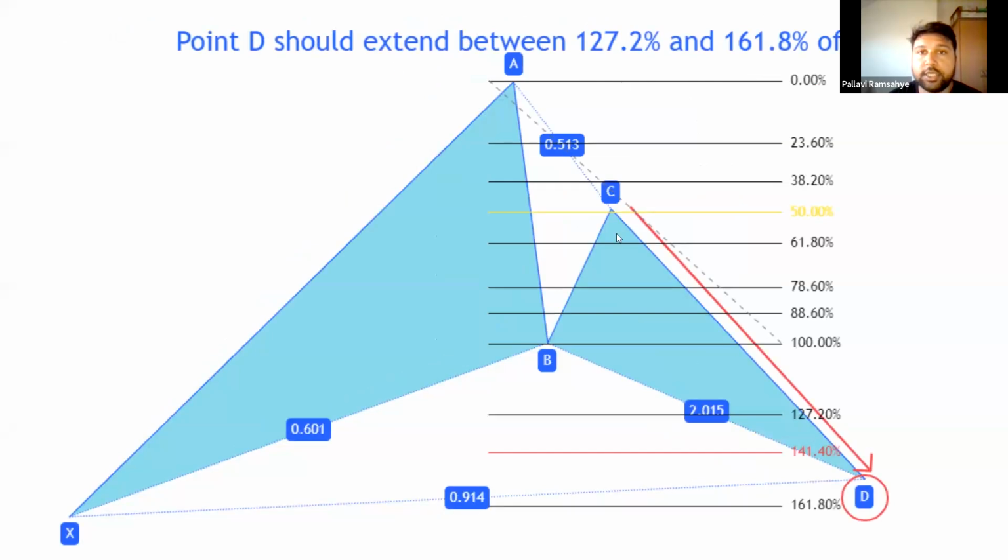Now we're looking for that to extend. Point D should extend between 127.2% and 161.8% of AB, this move here. So from A to B, okay? So as you can see here, point D is between these 2 zones, which means that it has become a valid pattern, okay?